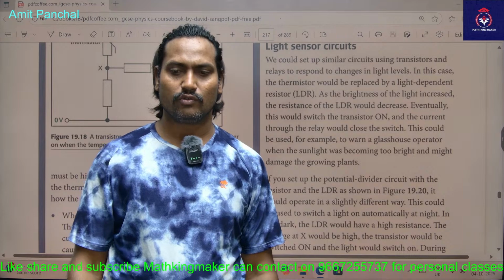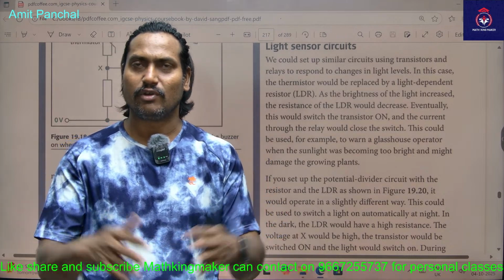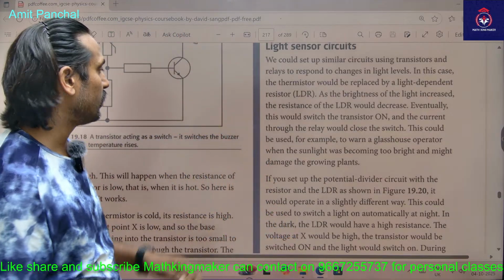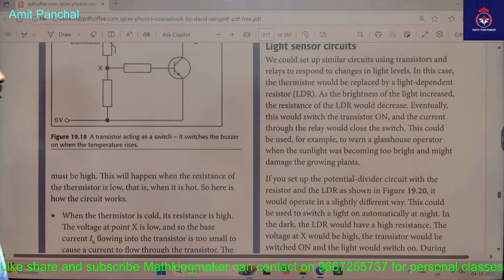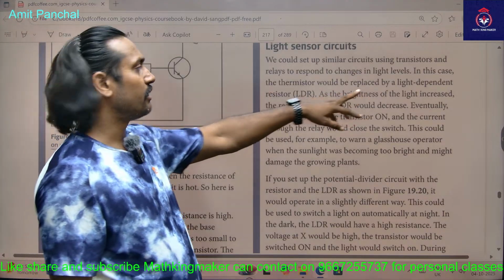So whenever there is light, it will not operate. If there is light, it will operate. If there is no light, it will operate. So that is the same thing. We could set up a similar circuit using a transistor and relay to respond to changes in light levels. In this case, the thermistor would be replaced by a light dependent resistor, LDR.